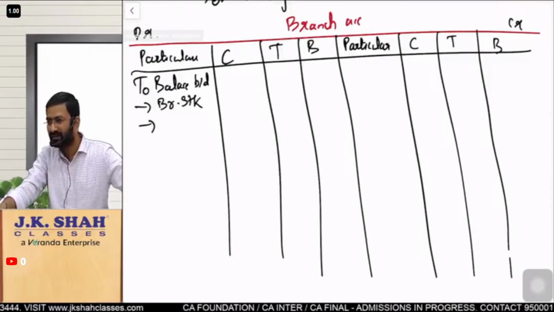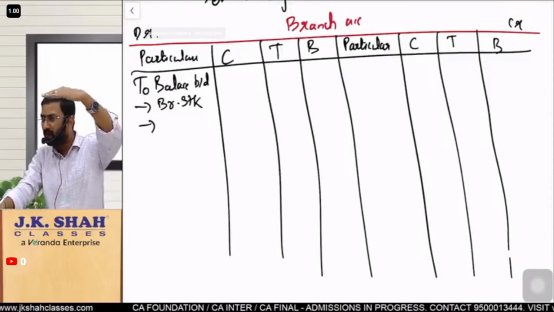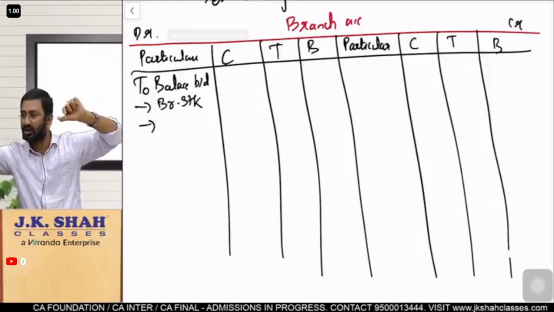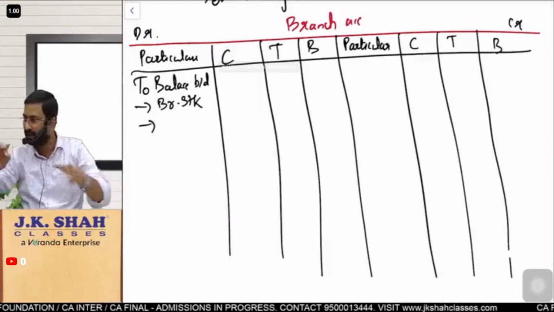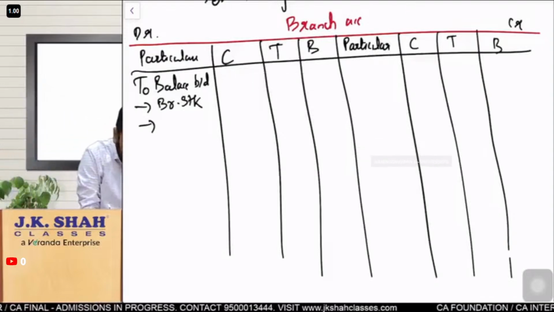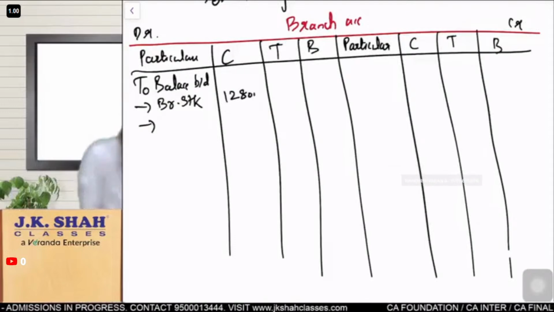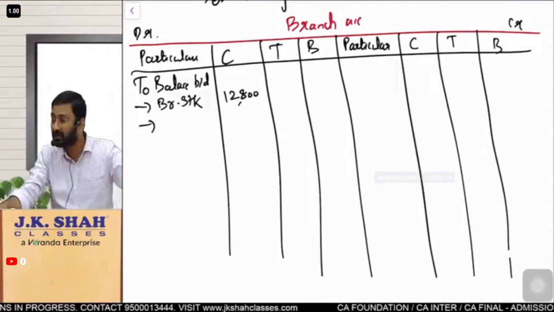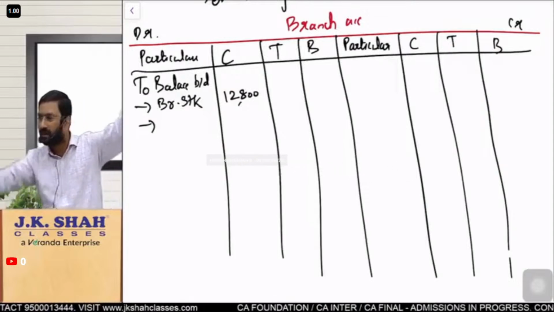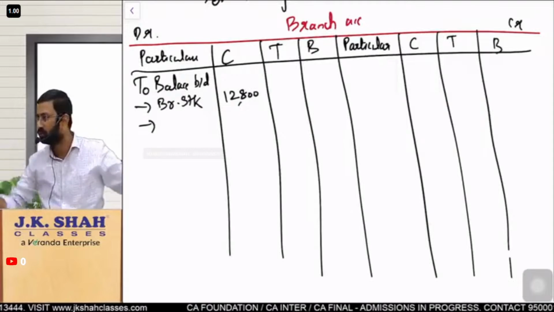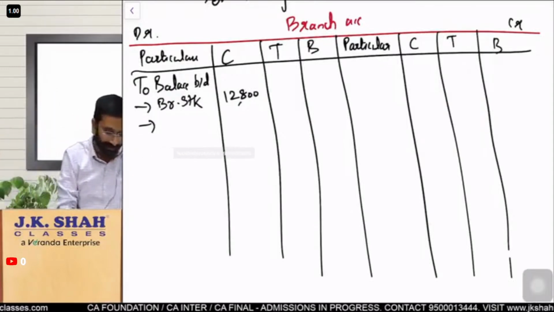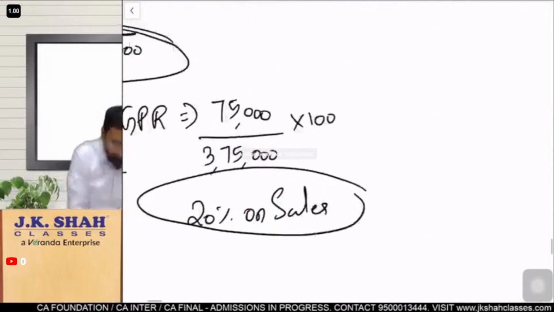How much? If you remember the format of branch account, opening stock will be at invoice price with loading elimination, closing stock at invoice price with loading elimination. That's what you are supposed to do, correct? So what is the opening stock? 12,800. No, not 16. It is directly cost. Don't record it at invoice price, remove the loading, all that drama, don't do. Why? Because it's given in the question. Look at the question. What are they telling? You should observe everything. What are they asking?